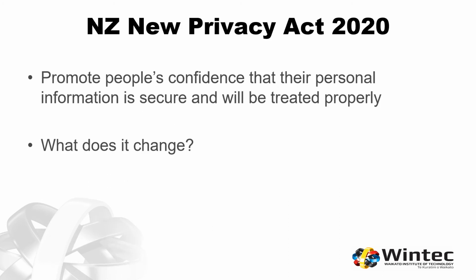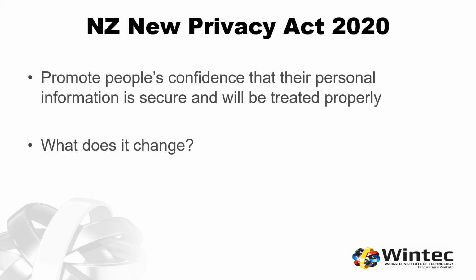A word about the new NZ Privacy Act. The NZ Privacy Act will be in effect on the 1st of December 2020 and is a landmark change to the old Act of 1993. The stated aim of the Act is to promote people's confidence that their personal information is secure and will be treated properly. So what are the key changes to the Act now, which are envisaged from the one that was there in 1993 and has been changed since?